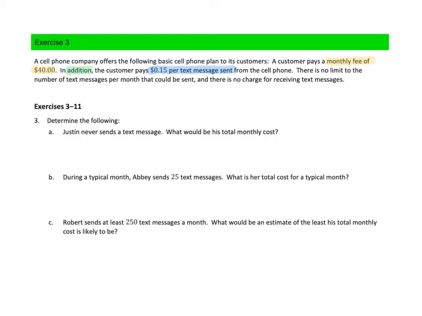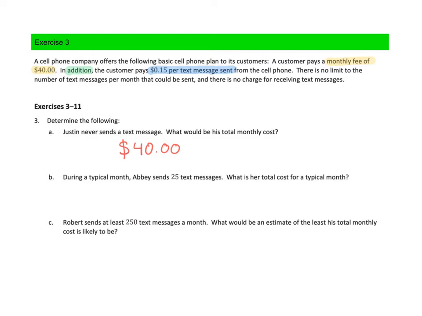Okay? But first, I'm just going to answer some of these questions that they give me because they'll kind of help lead my thinking. So it says, Justin never sends a text message. What would he pay that month? What would be his monthly cost? So if he never sends a text message, he's never paying that 15 cents for each one, but he is still paying his monthly fee. So he's still going to be paying $40. Okay, that is the initial value he has to pay no matter what.